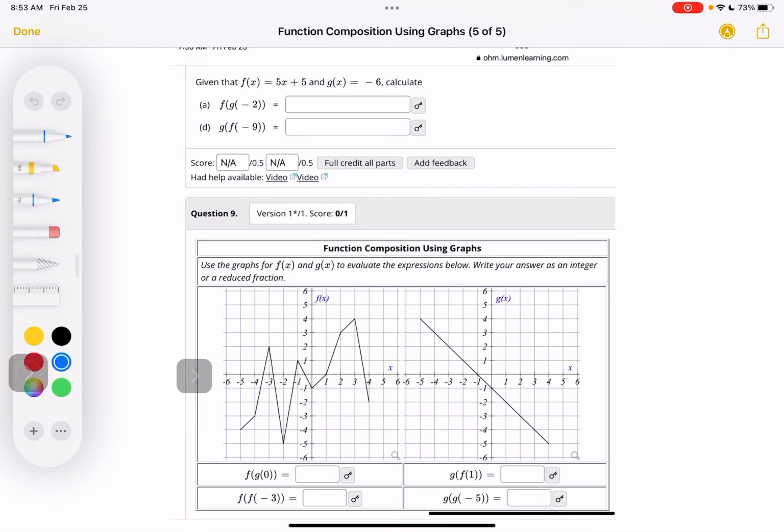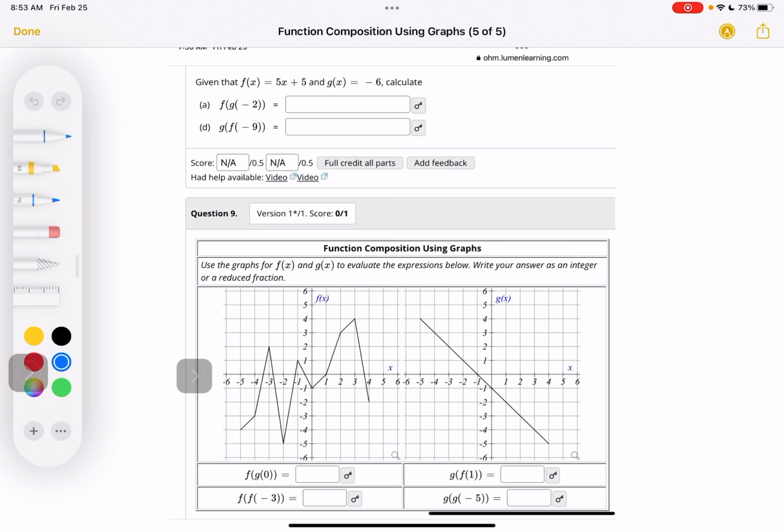I have a couple more problems I wanted to help review as we look at the 1.4 material from Math 126 OE1 Lumen OHM. So this is kind of a throwback a little bit. Given that f of x equals 5x plus 5 and g of x is negative 6, calculate f of g of negative 2 and g of f of negative 9.